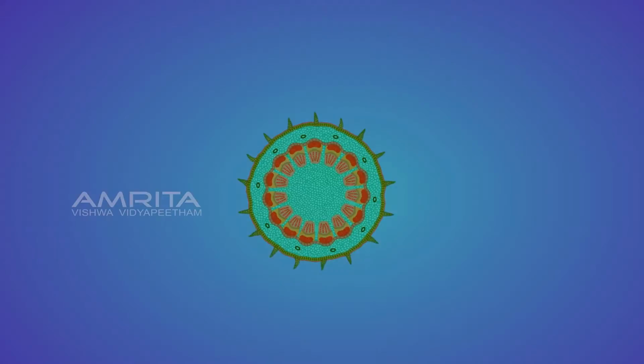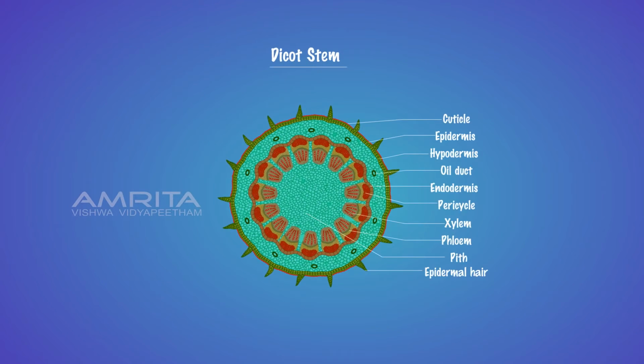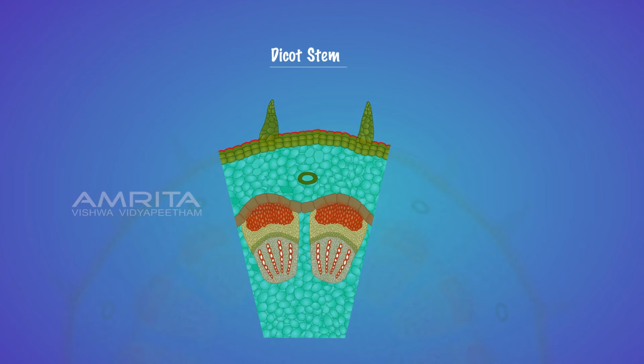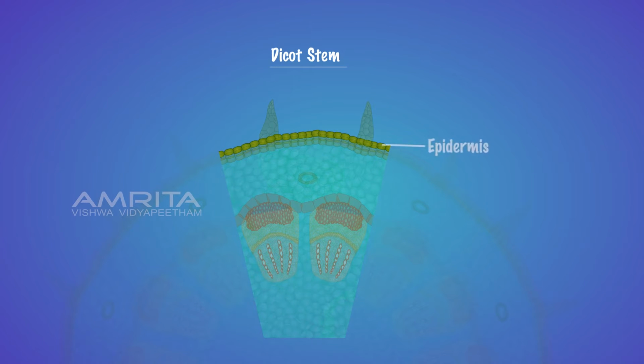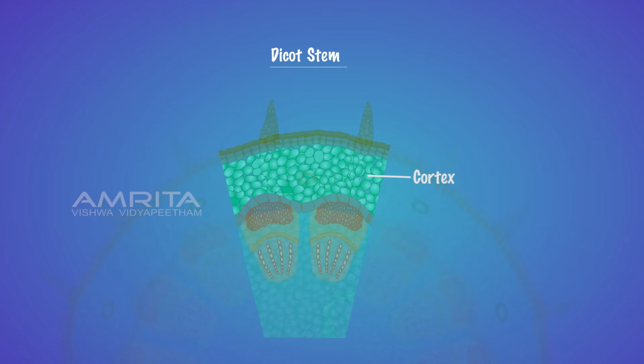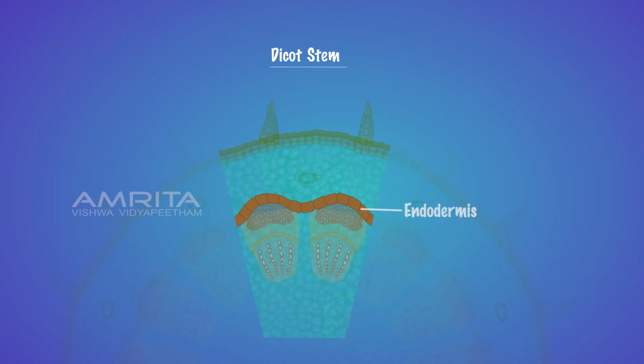Observations: dicot stem. A typical dicot stem shows an outer layer of parenchyma cells forms the epidermis. Beneath the epidermis lies a few layers of collenchyma cells forming the hypodermis. The cortex in dicot stem consists of several layers of parenchyma cells that lie between the epidermis and the vascular bundle. Endodermis is a single layer of parenchymatous cells that separates the vascular tissue from the cortex.